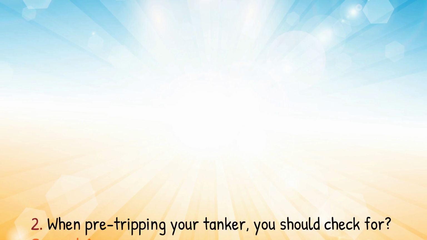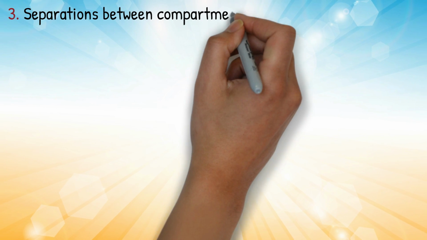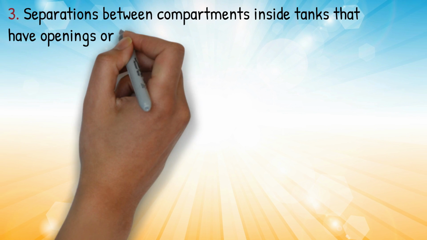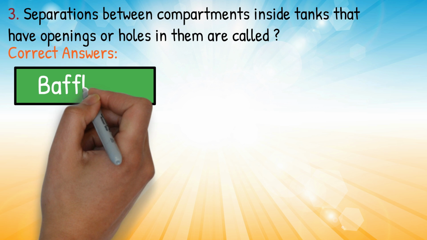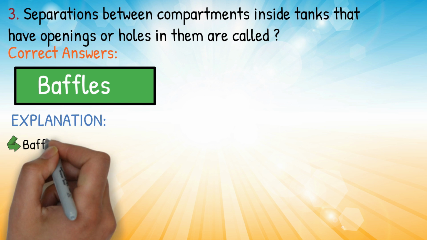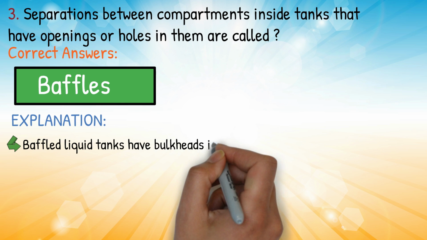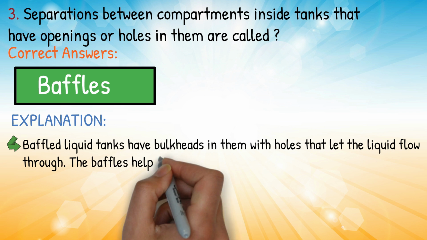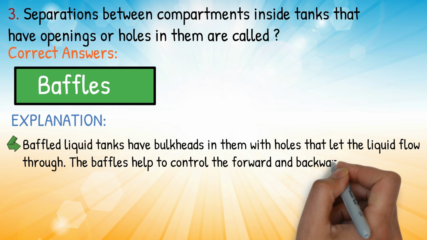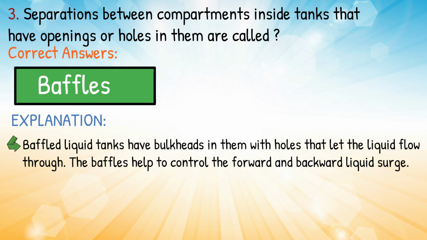Question number 3. Separations between compartments inside tanks that have openings or holes in them are called. Correct answer: baffles. Explanation: baffled liquid tanks have bulkheads in them with holes that let the liquid flow through. The baffles help control the forward and backward liquid surge.